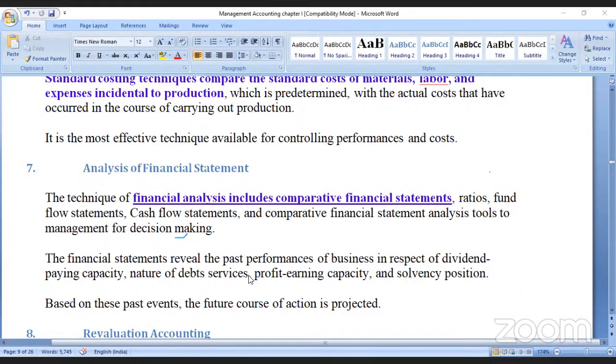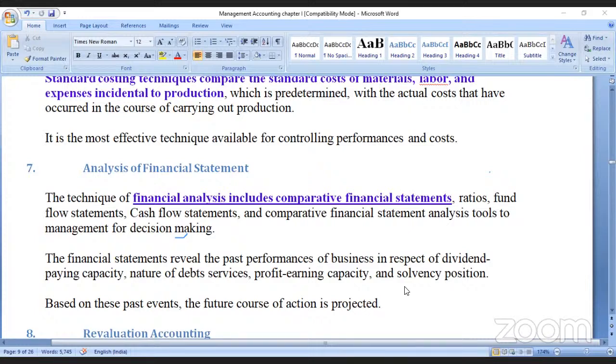And the nature of debt service. What kind of debt is there: long-term debt or short-term debt? And if there is debt, how much interest are we going to pay? We always say debt is a cheaper source. It is good, but at the same time the risk is also there. How do we avoid this kind of risk? If the firm is a growth firm, it is okay; the company may be able to pay these debt amounts. If it is only a normal firm or a declining firm, the company is unable to pay the interest on its debt. And profit earning capacity, how much profit the firm can earn.